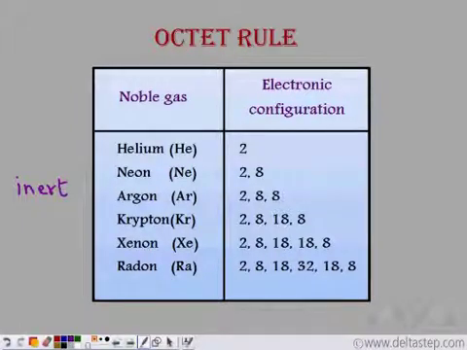All the noble gases except helium, which has a duplet structure, all the other noble gases have 8 electrons in their valence shell. This means they follow the octet rule, and the octet rule says that all the elements which have 8 electrons in the valence shell, that is the most stable electronic configuration for that element. Since all the noble gases have 8 electrons in the valence shell, this is the most stable electronic configuration. So that is why they do not undergo any reaction and are also known as inert gases.